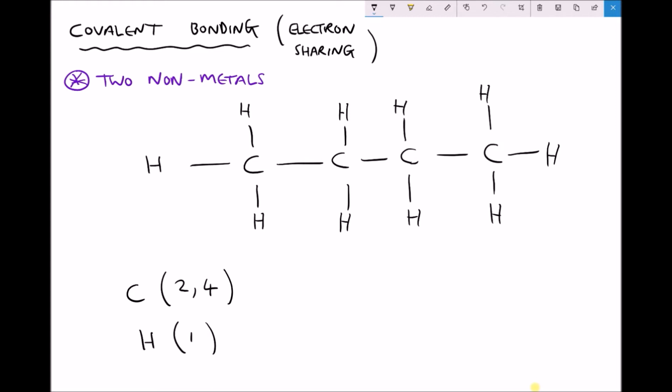Now for simplicity, we're only going to represent the outer shell of the carbons, but carbon has 4 electrons in its outer shell. And I'm going to represent these as X's or crosses. And there's one of those carbon electrons present in each of those shared bonds or covalent bonds. Now hydrogen only has 1 electron in its outer shell, but it's also going to share that with our carbons.